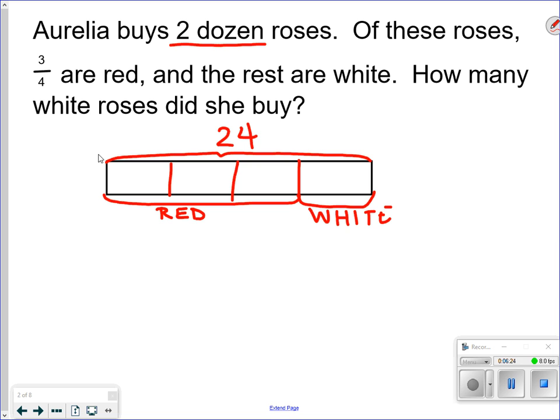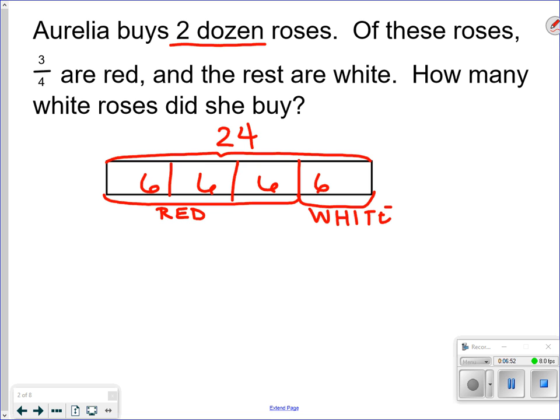24 is my total. What are you going to do to that 24? Divide it by 4, because you have 4 sections. So each section is 6. And because you have a bar model, it's right there in front of your face: how many white roses are there? 6. You didn't even have to do any major work, now did you? No.